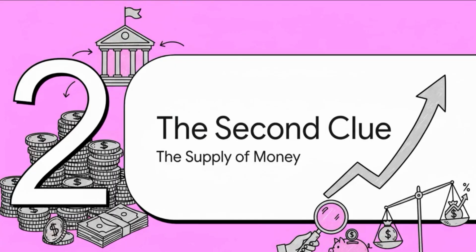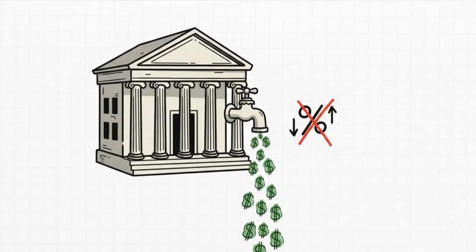But a market needs two sides to work. So let's investigate our second clue. Where does the supply of money come from? Now, this is where the market for money gets a little weird and different from the market for, say, coffee. With coffee, if the price goes up, farmers will grow more of it. But the supply of money, it doesn't respond to the price at all. Instead, it's controlled by one single, incredibly powerful player, the central bank. For the US, that's the Federal Reserve.